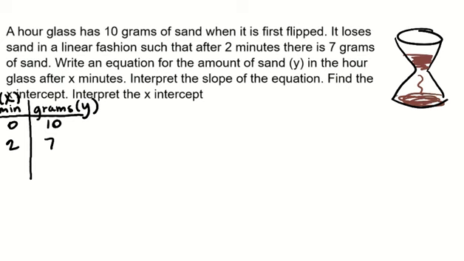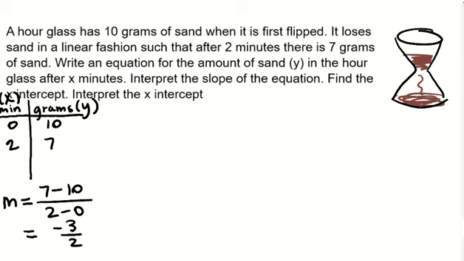Yeah, and as far as the interpretations, I'm going to do those after we write the equation. All right, so let's get an equation. First, we'll need a slope. That's going to be rise over run, 7 minus 10 over 2 minus 0. It's going to be negative 3 over 2.